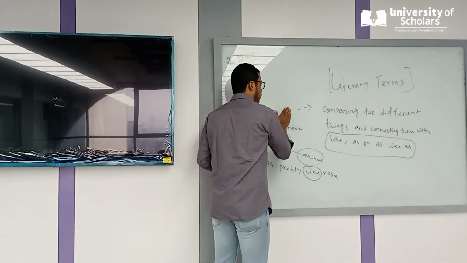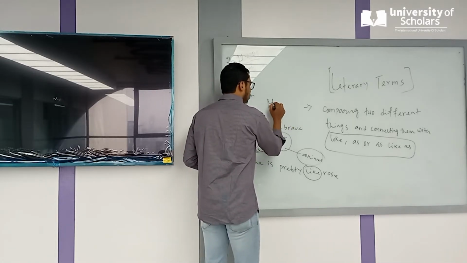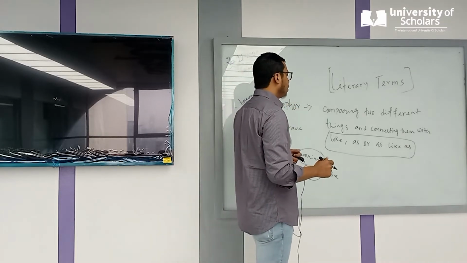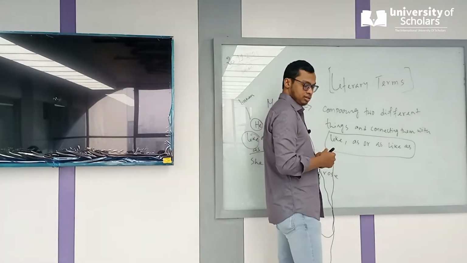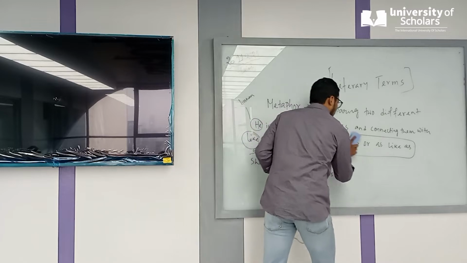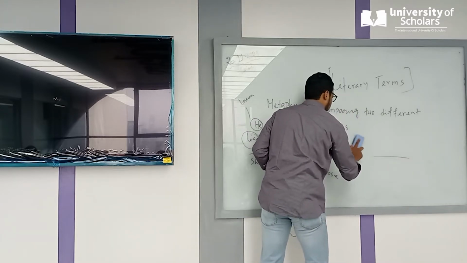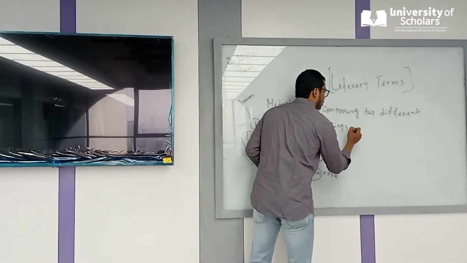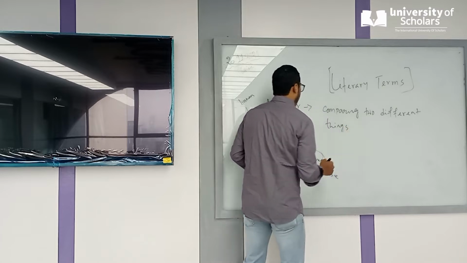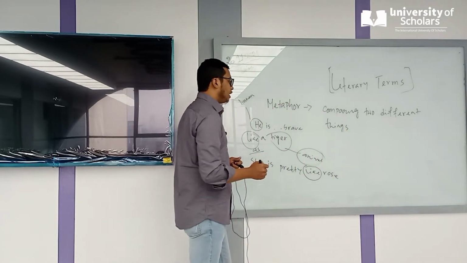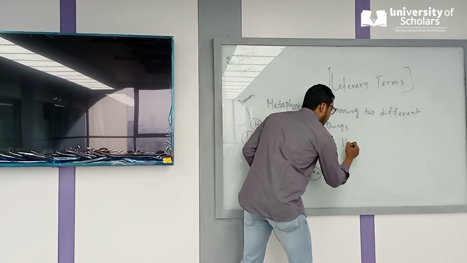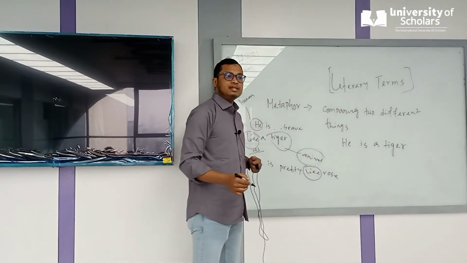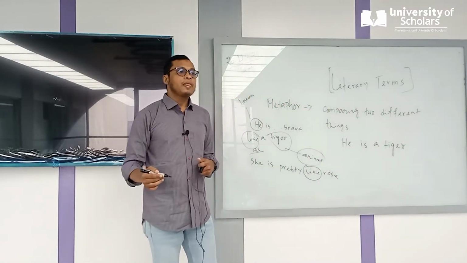That can be used. Now, are you done with that simile? Now I'm just going to write here something else. Metaphor. Can you write it down? Metaphor. Comparing two different things and connecting them with, this time you are not going to connect. Now if I say that he is a tiger, I'm calling it directly.